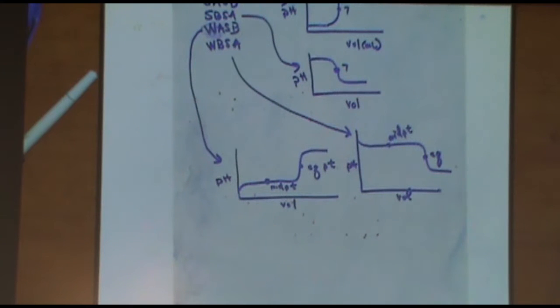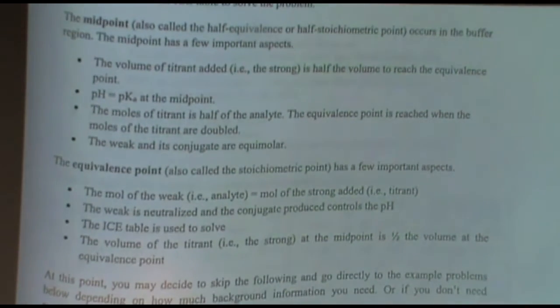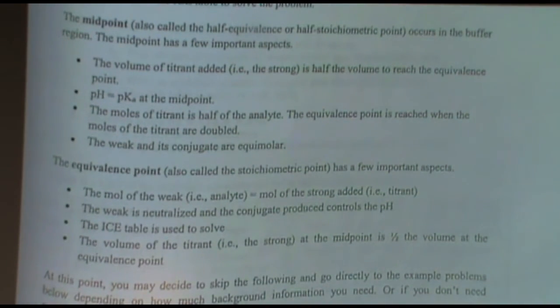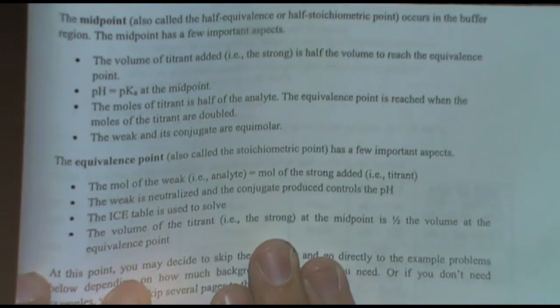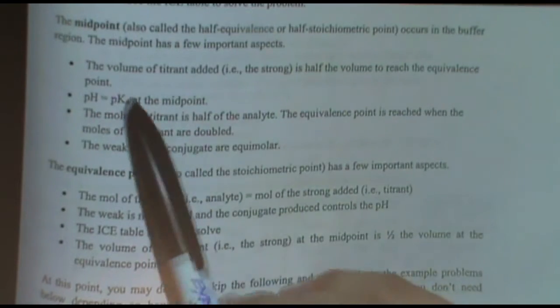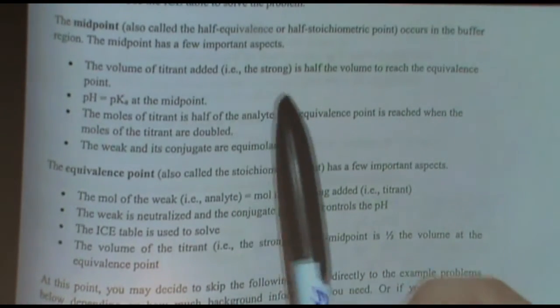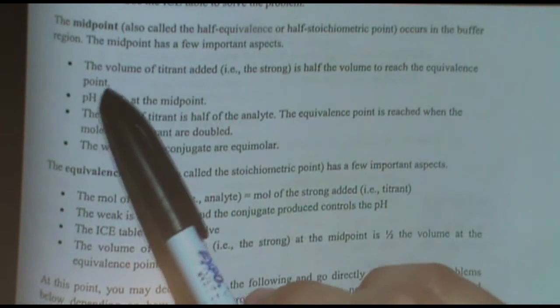For a non-traditional problem, you'll want to know a little bit of information about the midpoint and the equivalence point. So let me put this up. This is page 98 of my reader. Right here, let's go through these to make sure they make sense. You'll want to know all these things about the midpoint and all of these things about the equivalence point, especially if it's non-traditional. Okay. At the midpoint, the volume of the titrant added, the strong one, whatever the strong one is, is half the volume to get to the equivalence point.